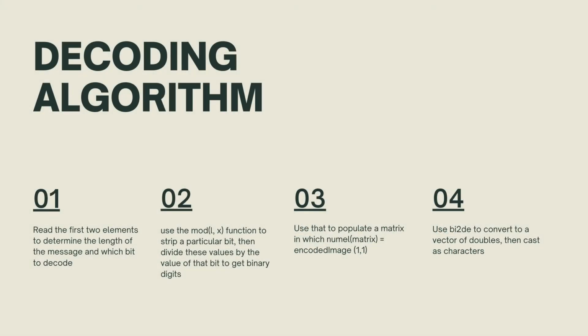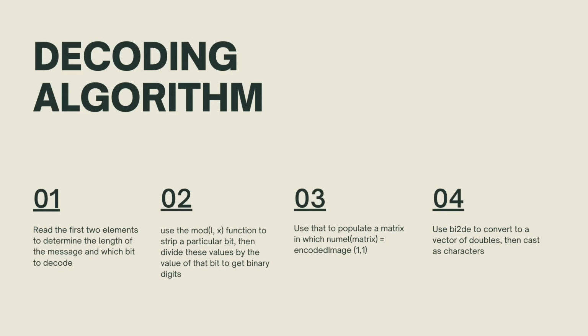So now, we can decode the algorithm using the LSB technique by first reading the first two elements to determine the length of the message and which bit to decode. Second is to use the mod function to strip a particular bit, then divide these values by the value of that bit to get binary digits.